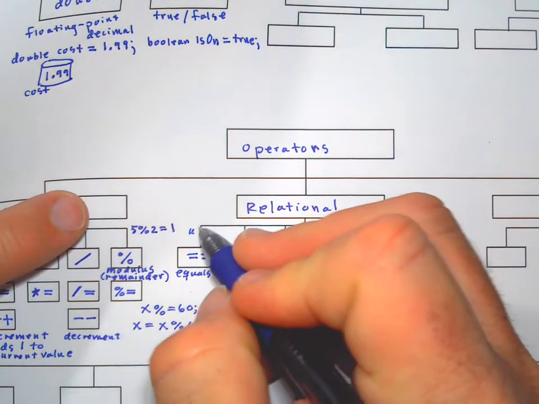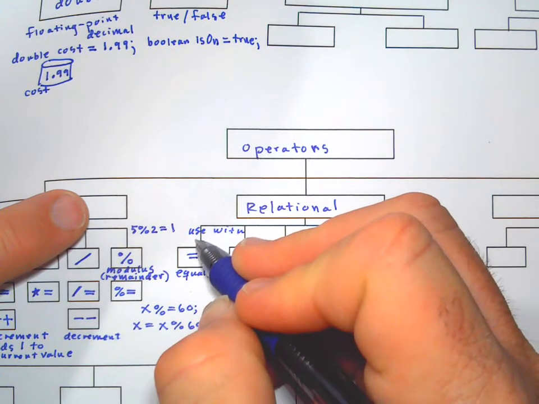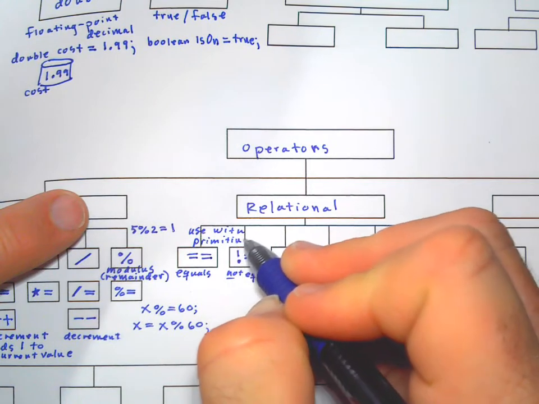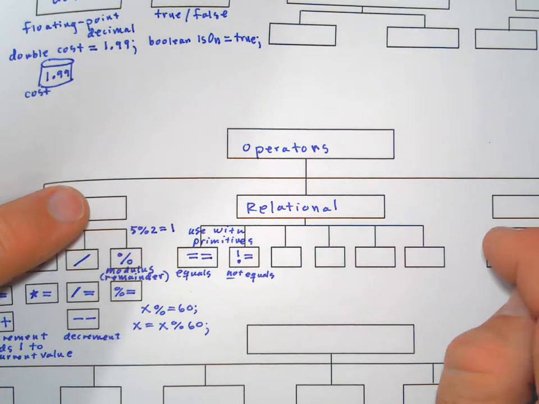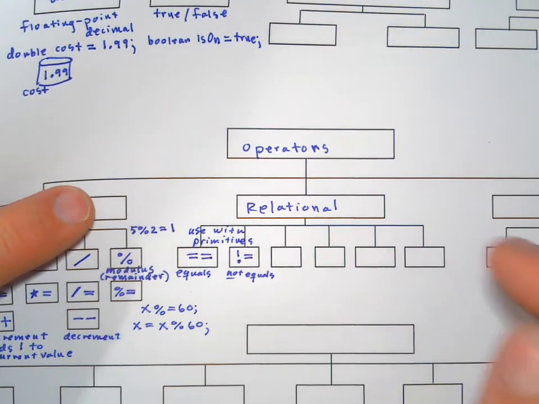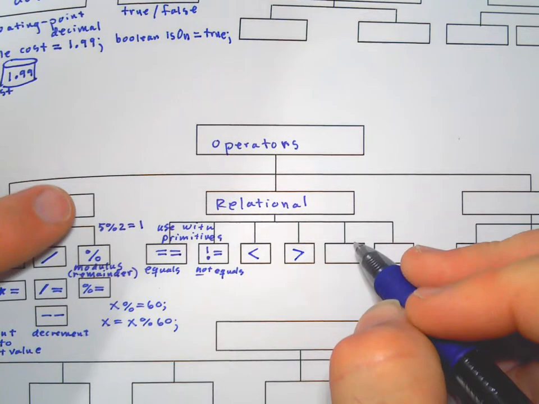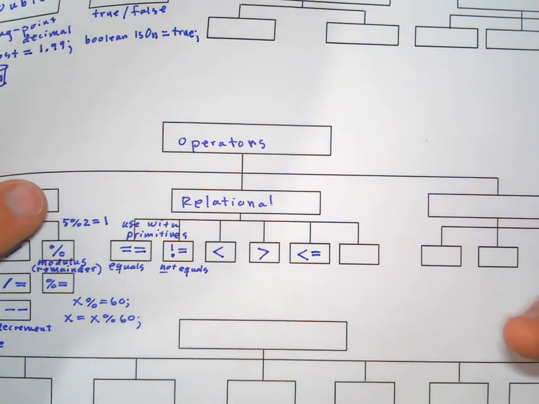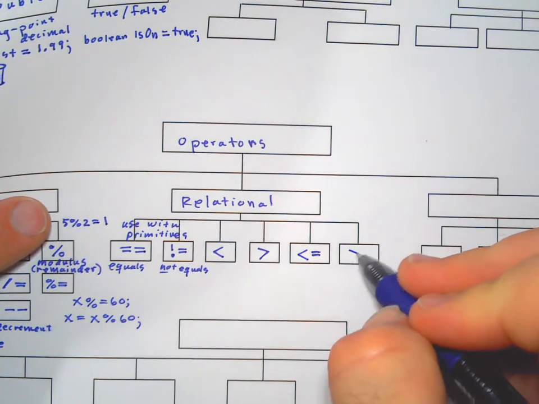So we use these with primitives, ints, doubles. It doesn't work with objects like strings. And so we'll put that on here too, but we've talked about that. You can do less than, you can do greater than, you can do less than or equal to. You actually just put the equal sign after it, which kind of makes sense. You can't put a bar underneath. You do greater than or equal to.